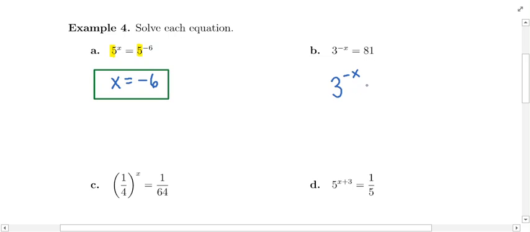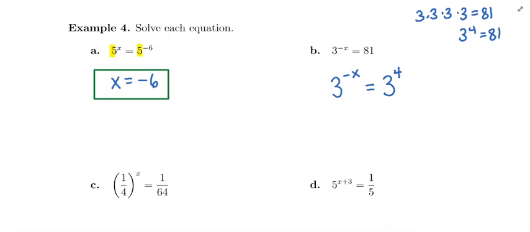On the right side, I need to rewrite 81 as 3 to a power. Let's think about this. 3 times 3 is 9, times 3 is 27, times 3 is 81. So 3 to the fourth is the same thing as 81. So I'm going to rewrite the right side: 81 is the same thing as 3 to the fourth.